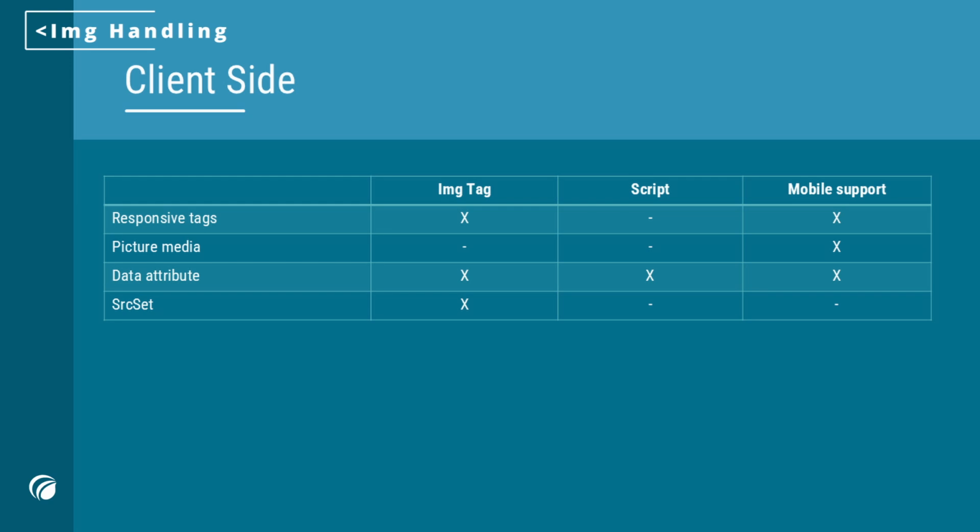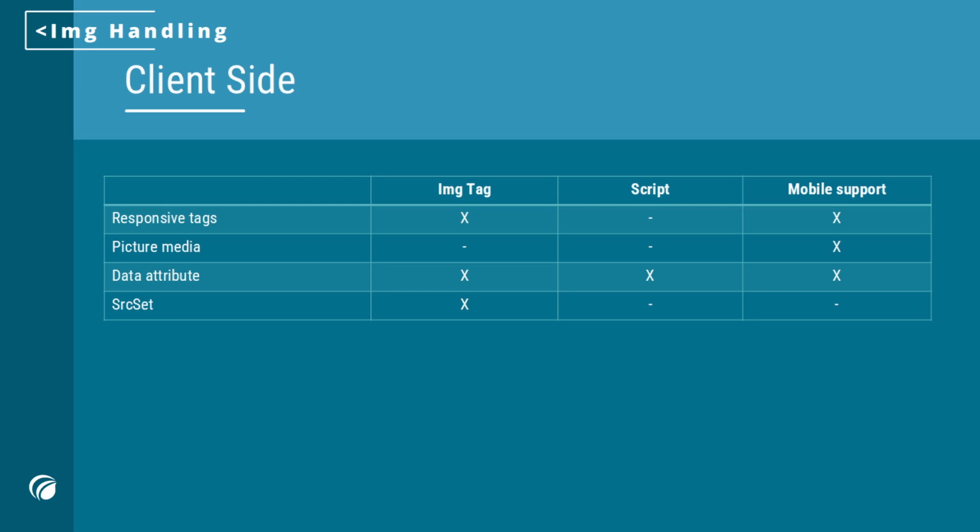Then we looked at the picture media tag. However, it does not use an image tag. It requires us to define different image sources inside its tag. It does not require scripting, and it is supported on mobile. In the next version, we looked at the data attribute. It does use the image tag, but it also requires scripting, and it is supported on mobile.